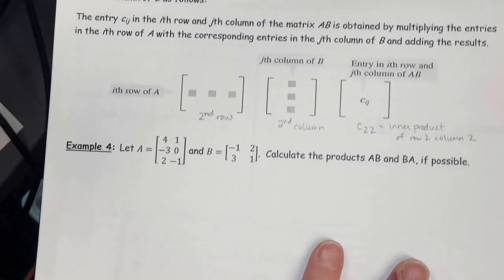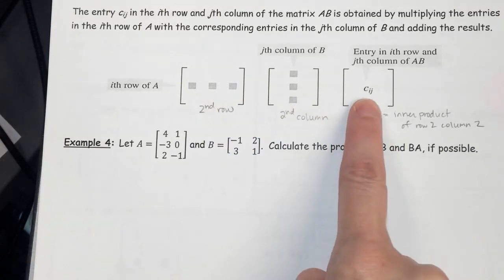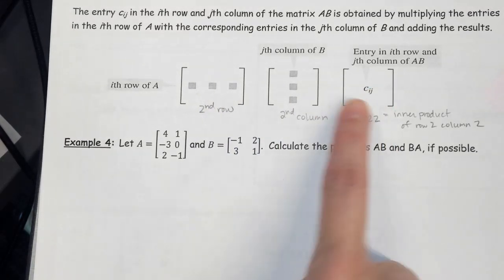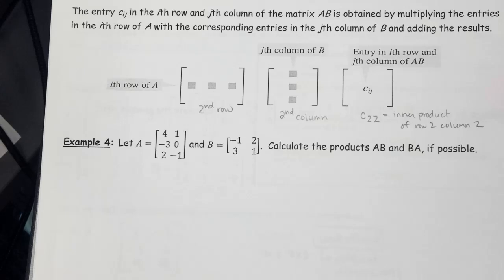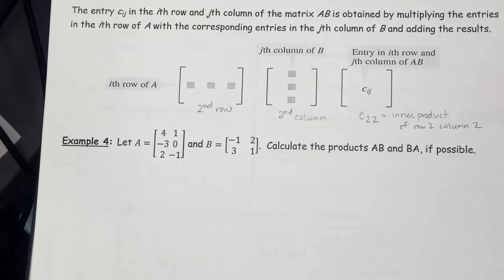I know that sometimes those information boxes can be confusing, but I want you to be able to interpret them so that it can make more sense to you. Okay, so if you have the second row and the second column, you will end up with one number. Okay, it's the sum of those products. So it says let A equal this matrix, B is this matrix. We're going to calculate the products AB and BA if possible.